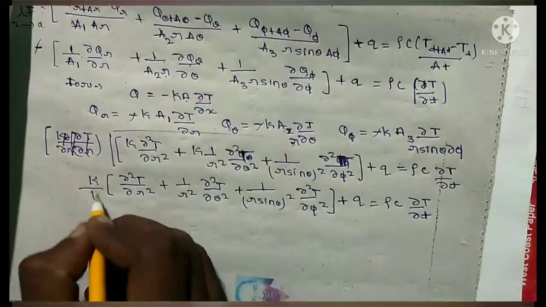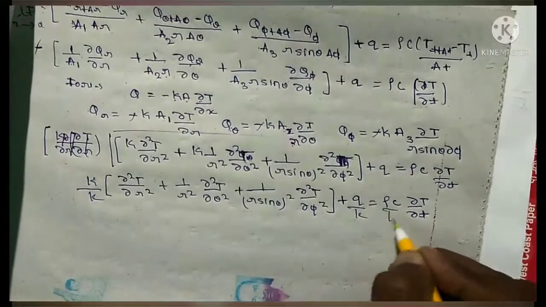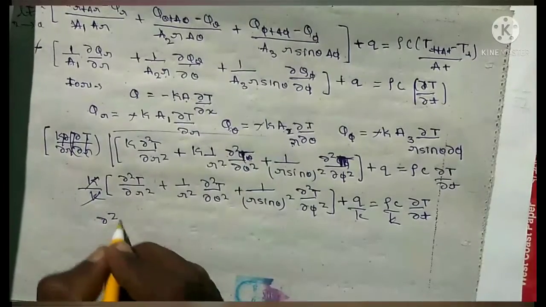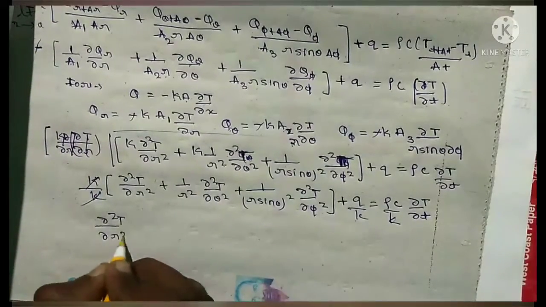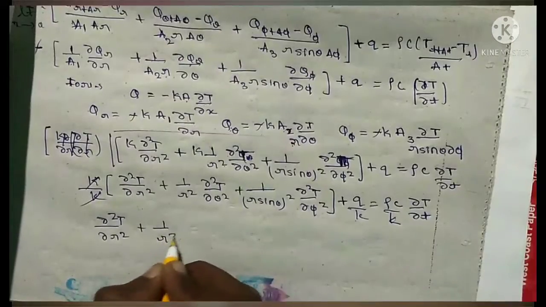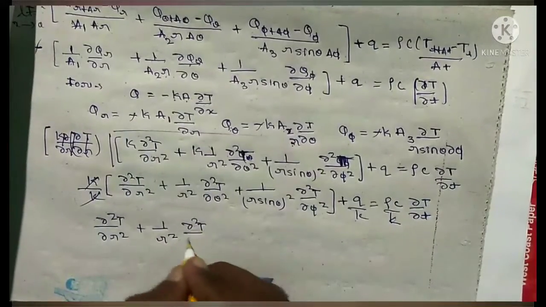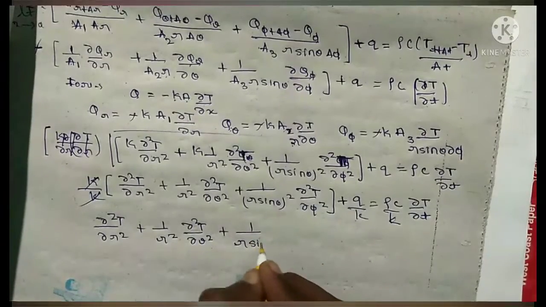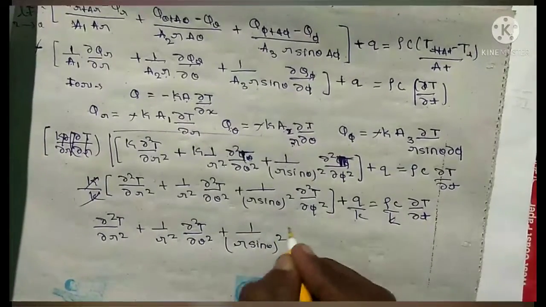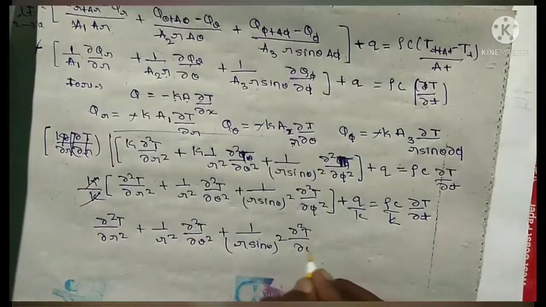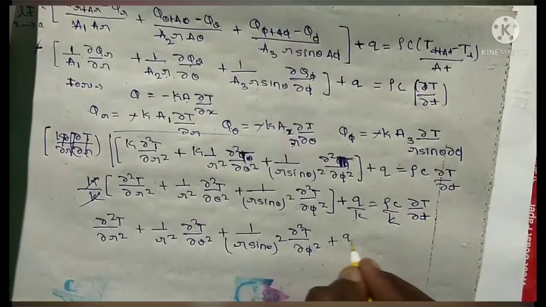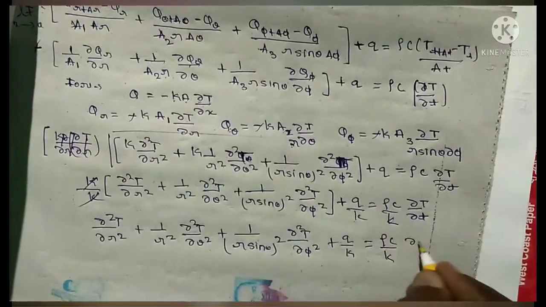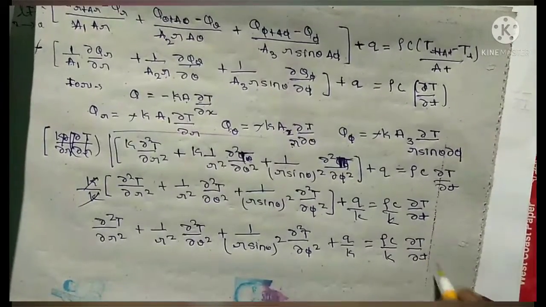It will become divided by k and by k, so this k gets cancelled. Remaining is ∂²T by ∂r² plus 1 by r square ∂²T by ∂theta² plus 1 divided by r sin theta whole square ∂²T by ∂phi² plus q by k is equal to rho c by k ∂T by ∂t.